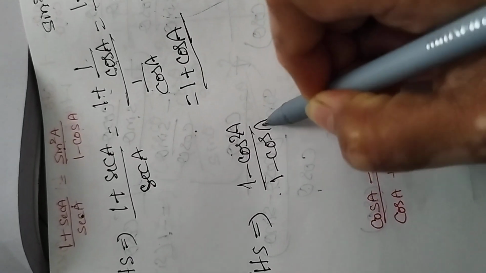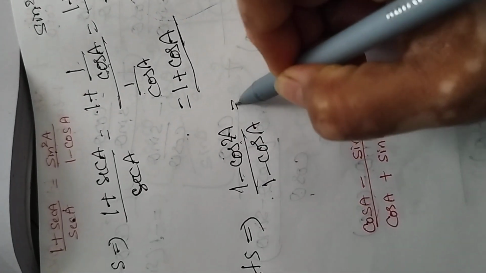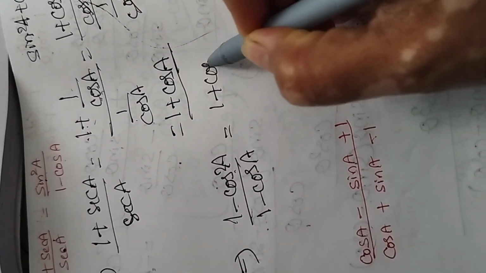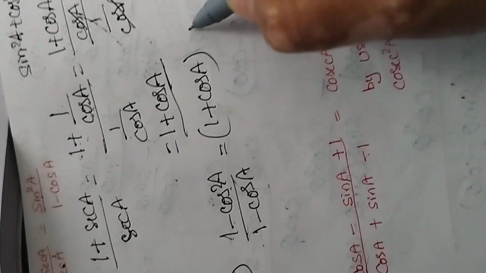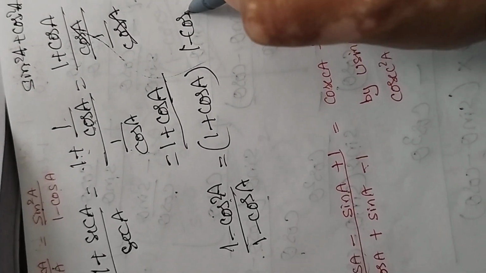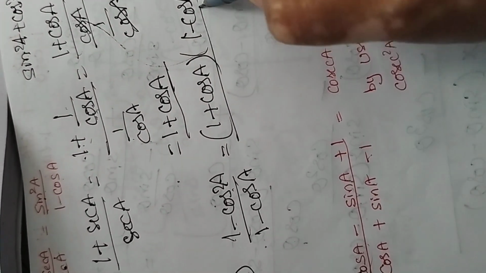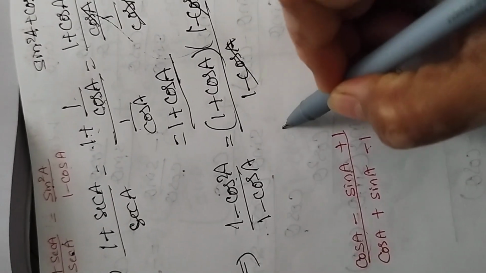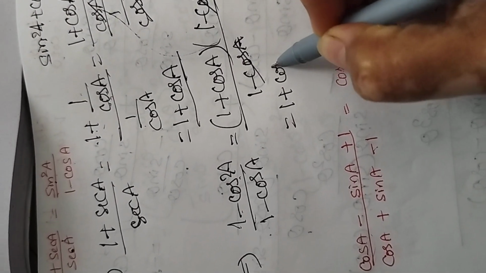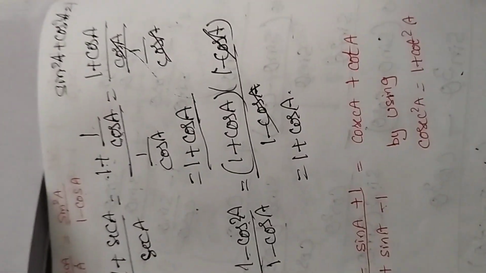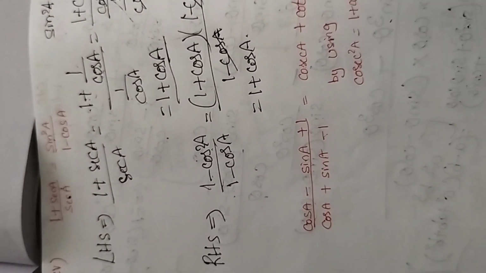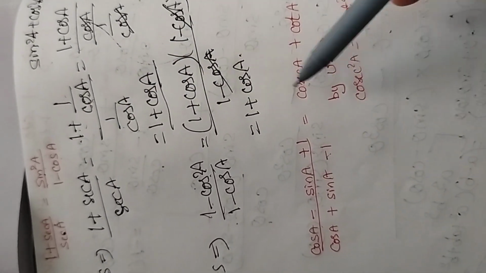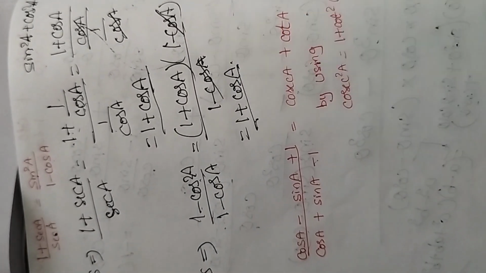So this numerator is in the form of A square minus B square, which is A plus B into A minus B. So one term in the 1 minus cos A will get cancelled. The answer is 1 plus cos A. Okay, this is the fourth sum. So LHS and RHS for this sum should be simplified separately to get the required answer.